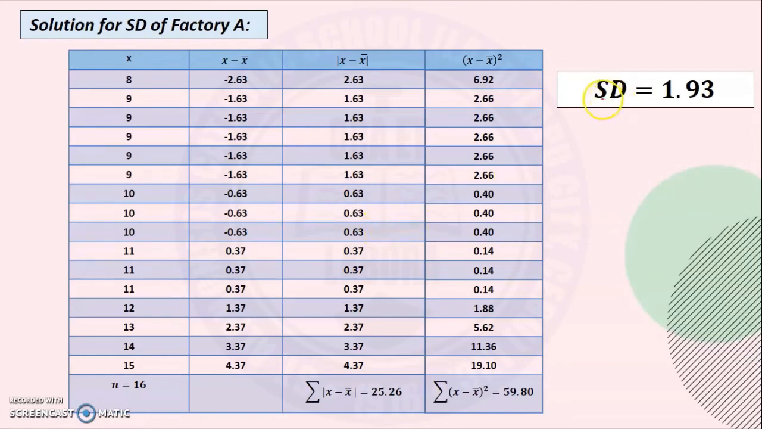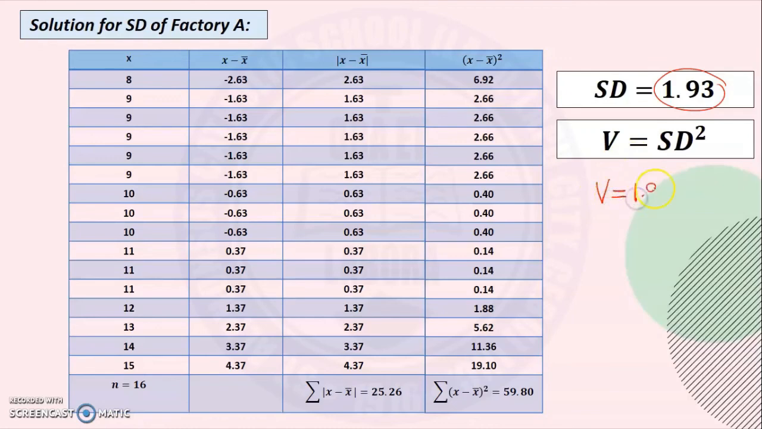So again, we have here the standard deviation, which is equal to 1.93. And we all know that the formula for variance is just the square of the standard deviation. So we are just going to square 1.93. So this will become variance equals 1.93 squared. And the answer is 3.7249. But since we need to round off our answer to 2 decimal places, our final answer is 3.72.